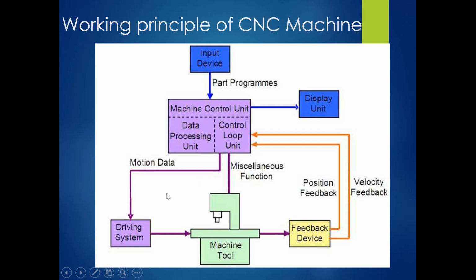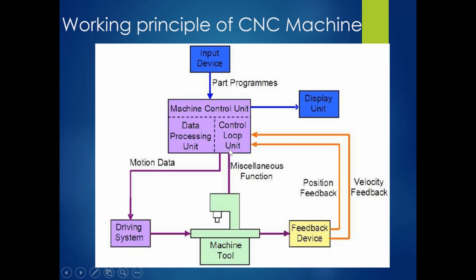Here we can see we are having the next element, that is driving system. So the motion data will be given to the driving system, which is actually taken from the control loop unit. Again, the driving system is connected to the machine tools. Accordingly, it will work. The miscellaneous functions are given from the control loop unit to the machine tools. Again, we need a feedback from the machine tool also. So for that, the feedback devices are used which will provide the position feedback as well as the velocity feedback, and that are again given to the control loop unit.